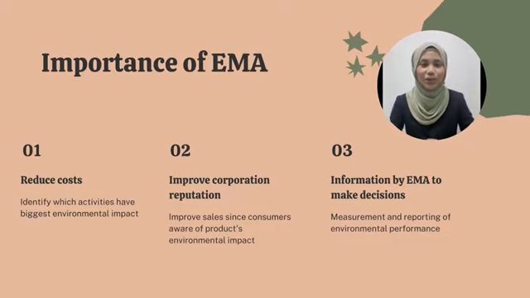The main importance of EMA is that it helps the company to reduce its costs, since it involves a process to identify which activities give the biggest environmental impact and also cost to the company. This enables managers to allocate environmental costs properly so that they will be priced and managed at an appropriate level. The environmental costs can include prevention costs and also internal and external failure costs.